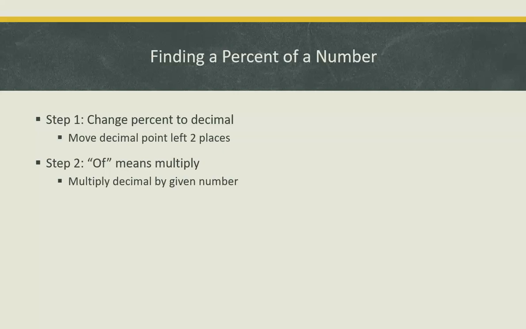Then, once we have it as a decimal, we're going to multiply. That's because mathematically the word of means multiply. So when you have a percent of a number, you're going to take that percent as a decimal, multiply it by the number. Let's try a couple.